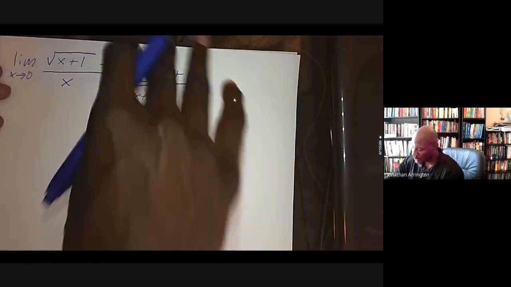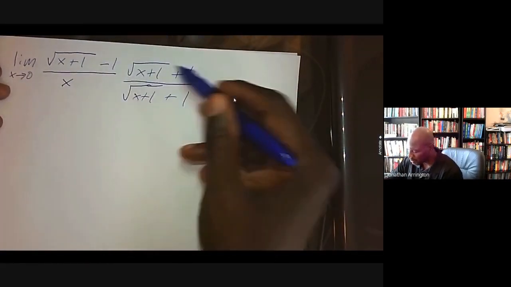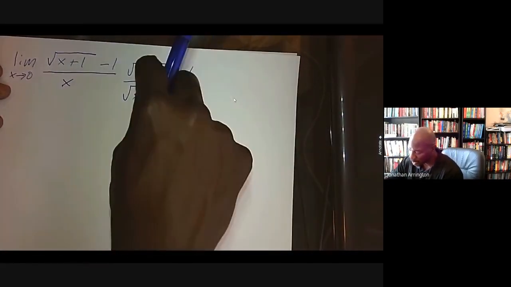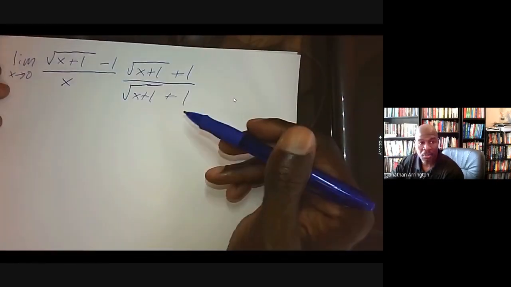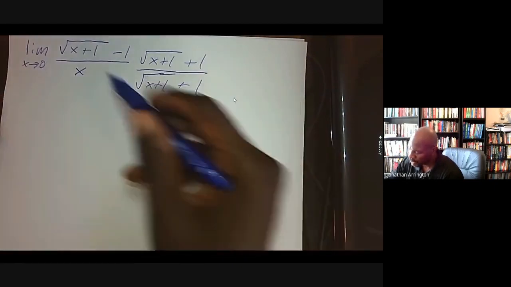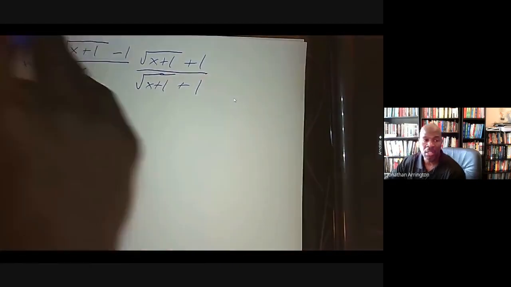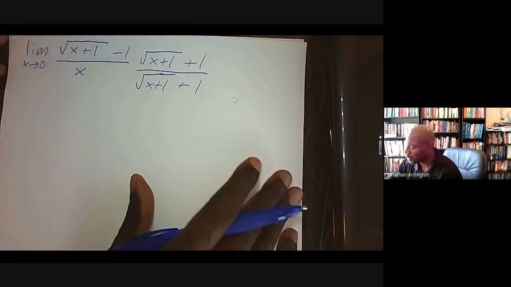And again, why we do it to the top and the bottom is because something over itself is 1. So if I'm doing it to the top and the bottom, I'm not changing the value of this. I'm really just multiplying it by 1, but it allows me to represent the expression differently, which may be of a benefit to me in finding this particular limit.